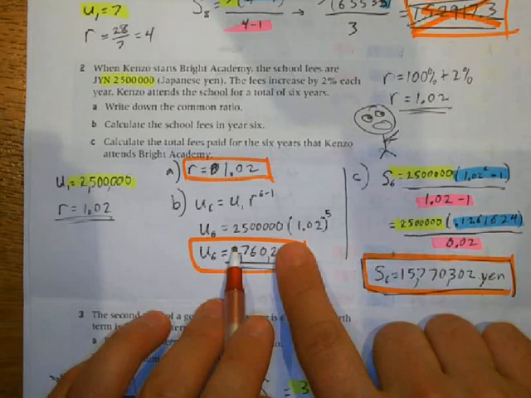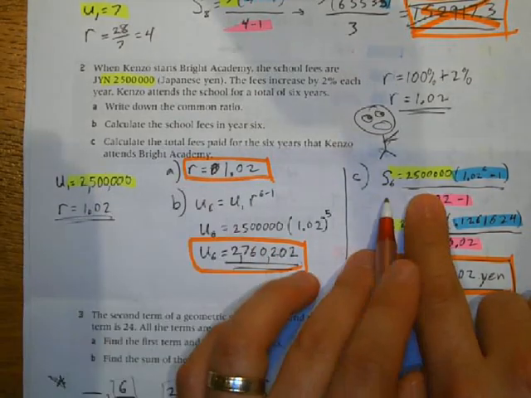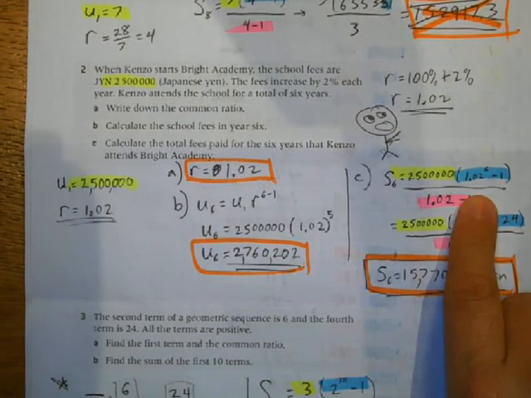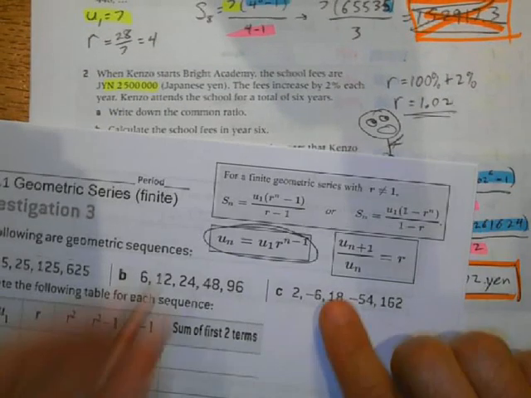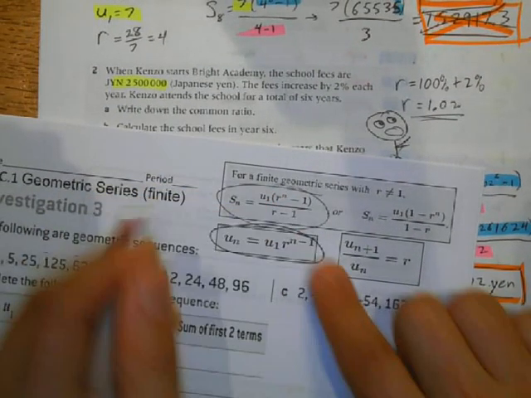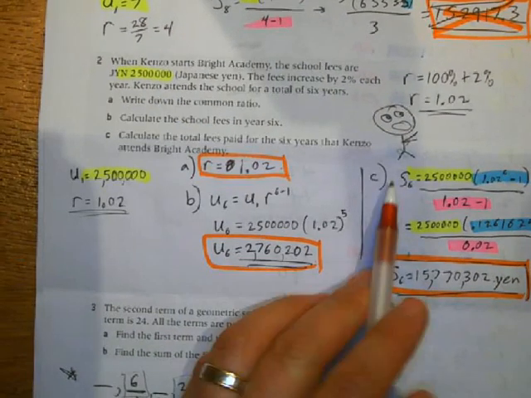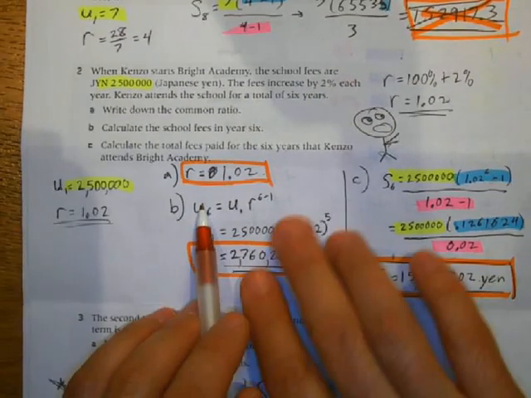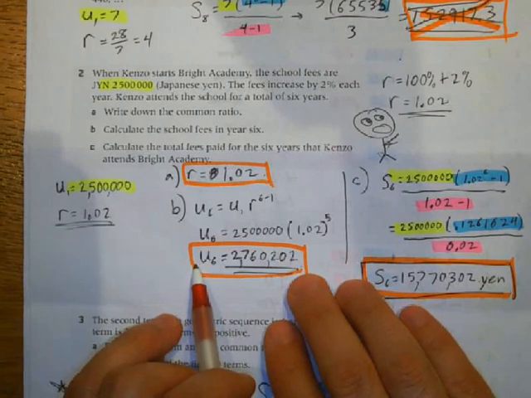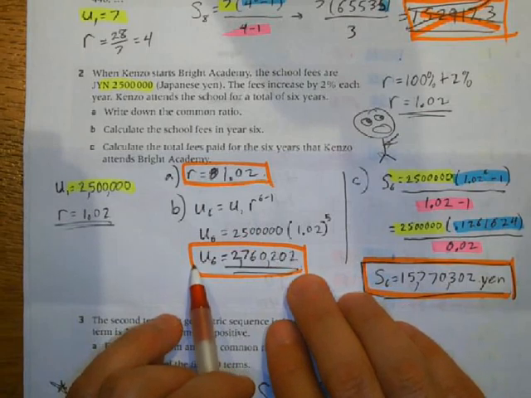And then for question C, we're going to use this formula to find the sum at the 6th year. Okay, so this is finding the sum. This is finding the fee on the 6th year. Okay, you might want to hit pause to check your answers.